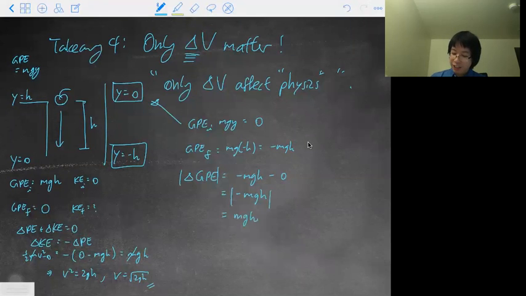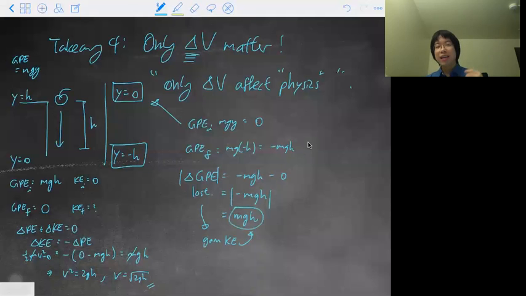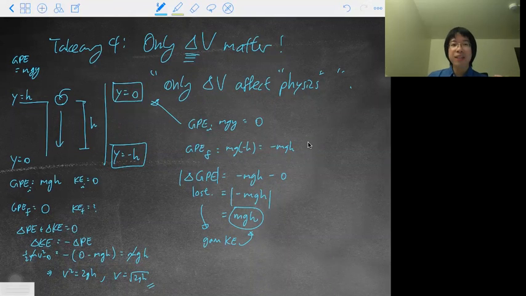So any loss in GPE will be a gain in kinetic energy, right? So the kinetic energy will gain this amount, and it's the same over here. You see, the kinetic energy has gained this amount. So the actual potential does not matter. It won't affect the speed. The only thing that affects the speed is the difference over here.